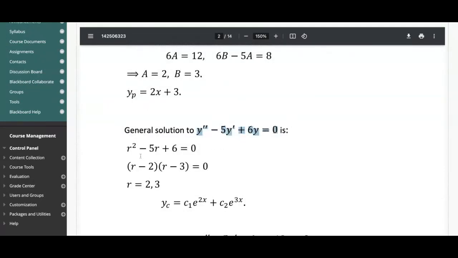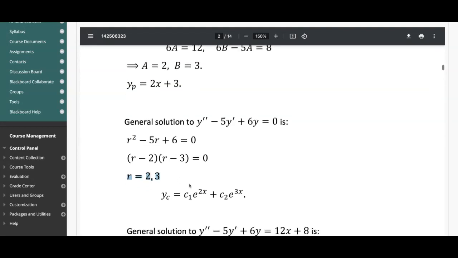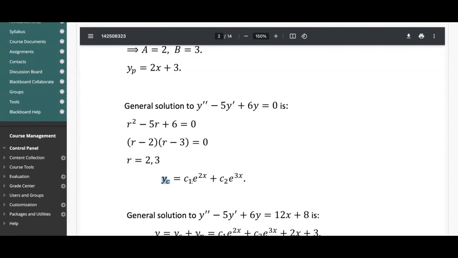Then, out of this, we have this characteristic equation. And we can factor this. So we have two solutions. R has to be 2 or 3. So the complementary solution is C1 e to the 2x plus C2 e to the 3x.